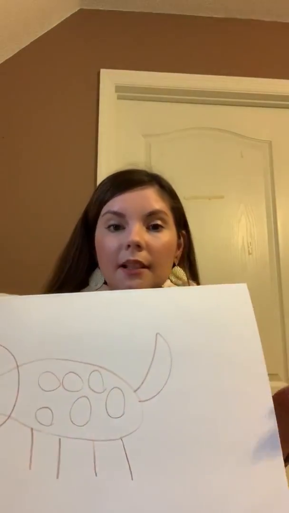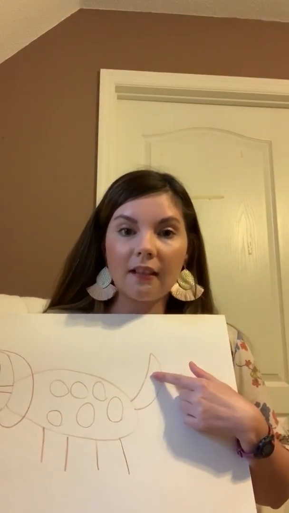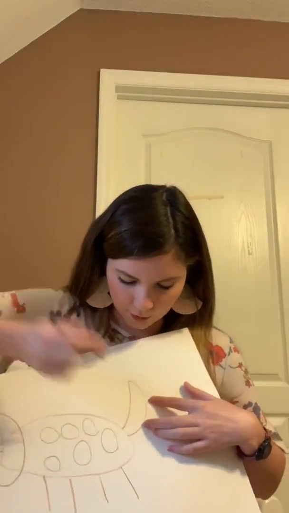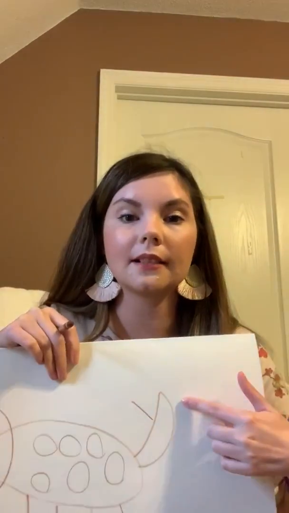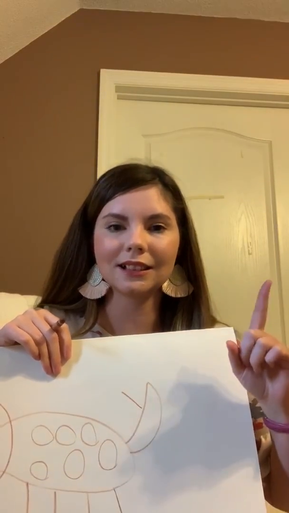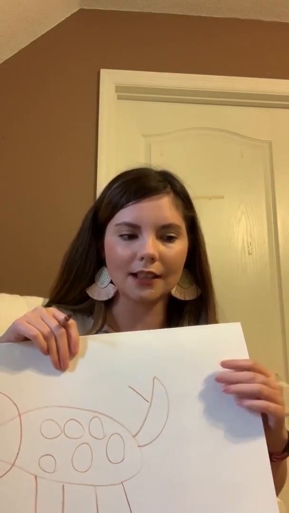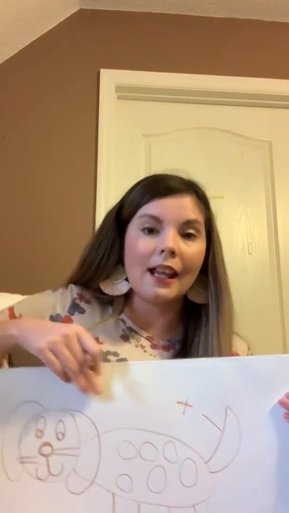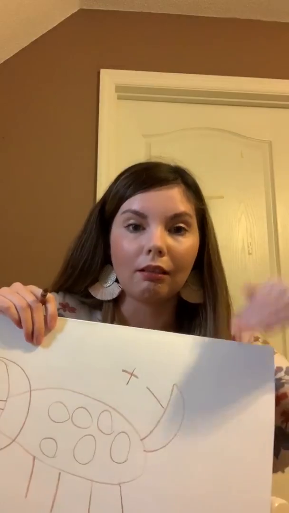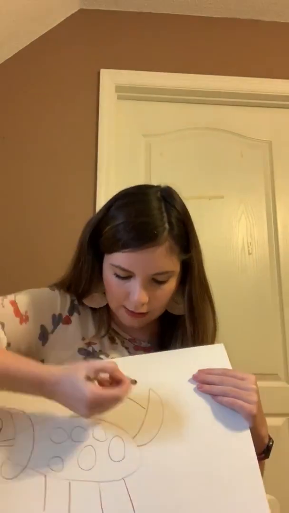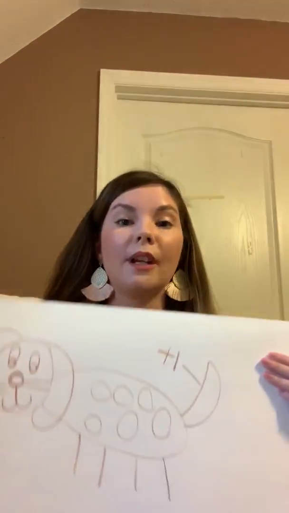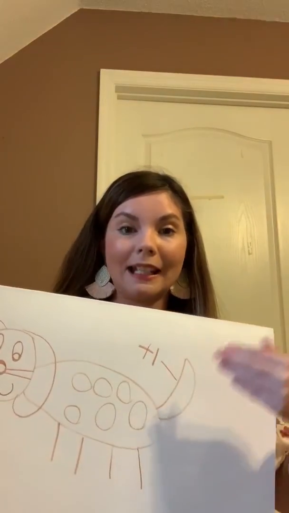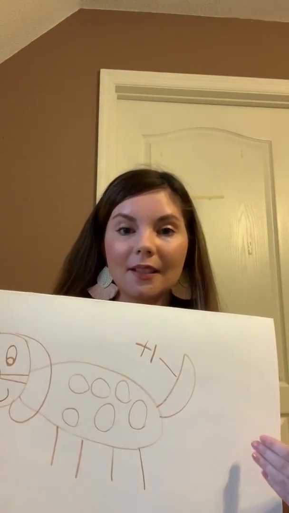So the first thing I want to label is his tail. That is a word that we should be able to sound out because at this point in the year, we've learned all the letters. So we're going to sound that out right now. First, I'm going to draw the line and we're going to sound out tail. What letter is that? T. And the last sound is going to be L.